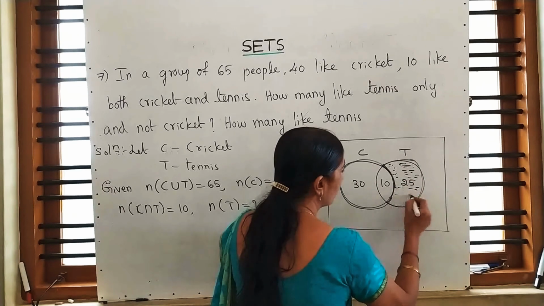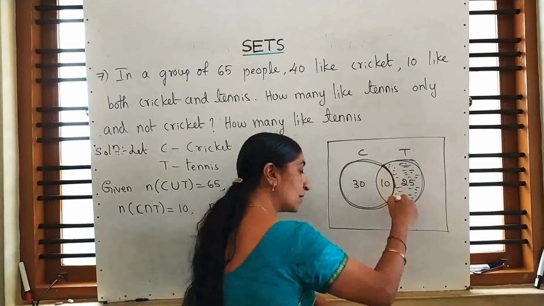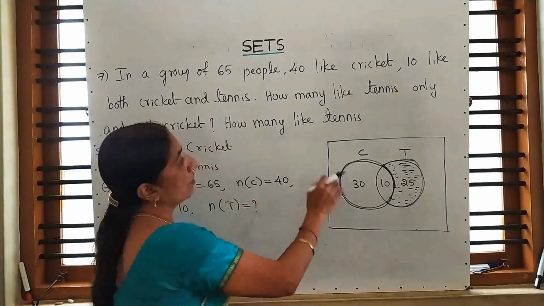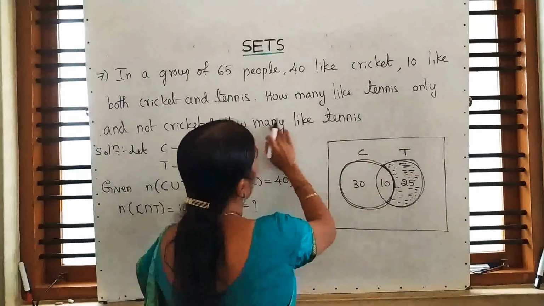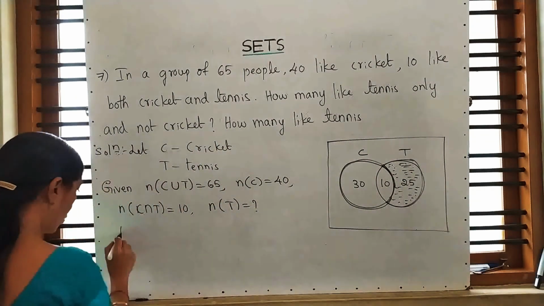This dotted region gives you those who like only tennis. And this total circle gives you tennis, both, and common. How many like tennis? That gives you the answer. Understood? So first, what do we have to write?